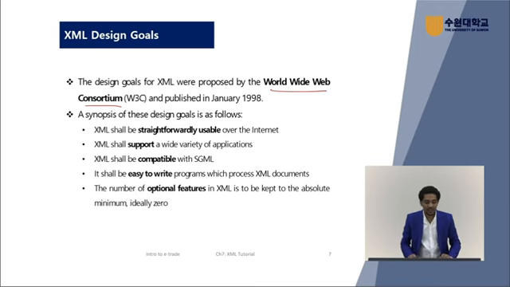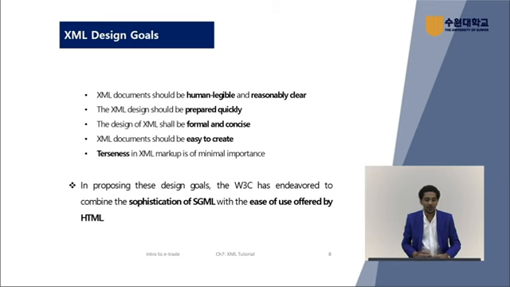So the other design goal is XML shall be easy to write programs which process XML documents, and the number of optional features in XML is to be kept to the absolute minimum, or ideally 0. And we also have other design goals like XML documents should be human legible and reasonably clear.